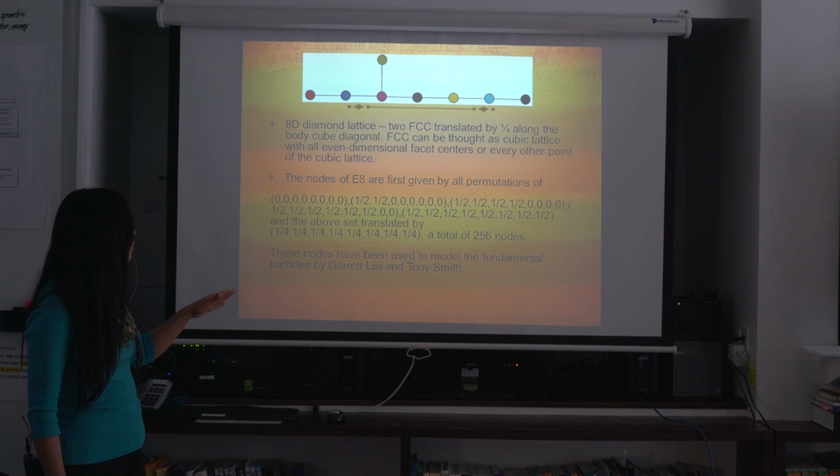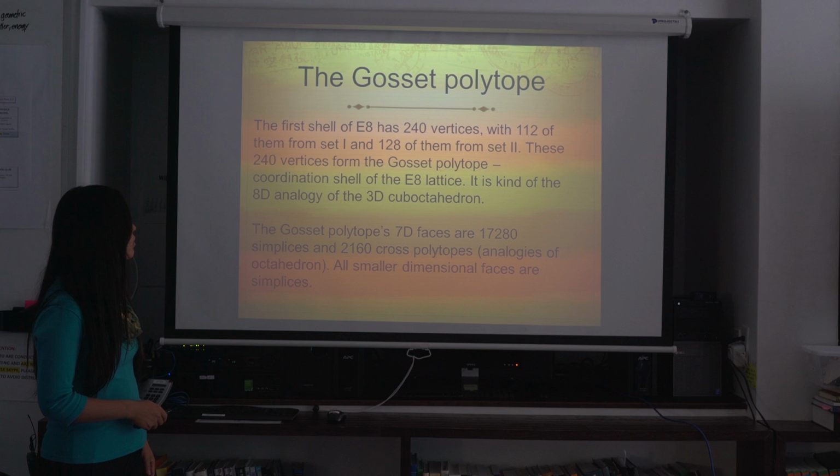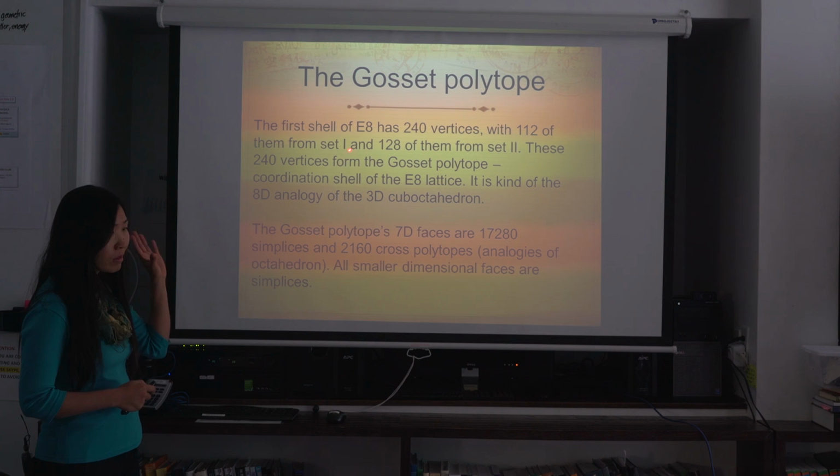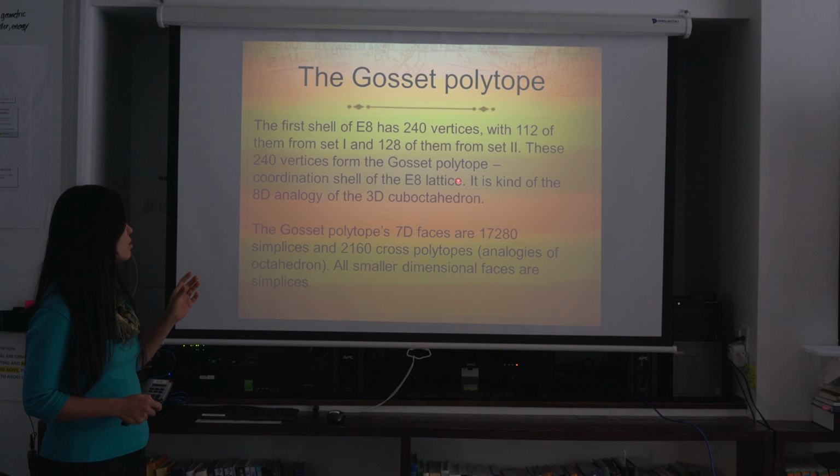These nodes have been used to model the fundamental particles by Garrett Lisi and then Tony Smith, as most of you know. Okay, so the Gosset polytope. The first shell of E8 has 240 vertices, with 112 of them from set one FCC, and 120 of them from set two. These 240 vertices form the Gosset polytope.